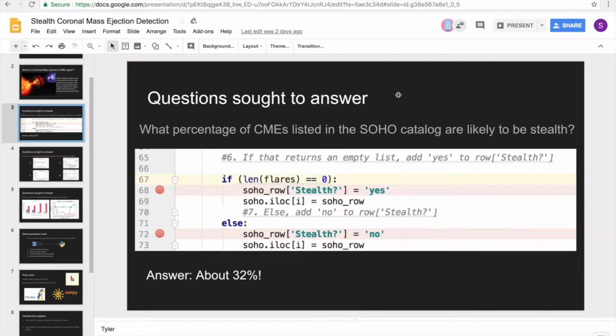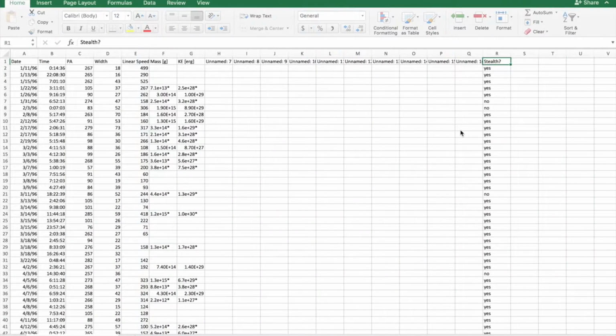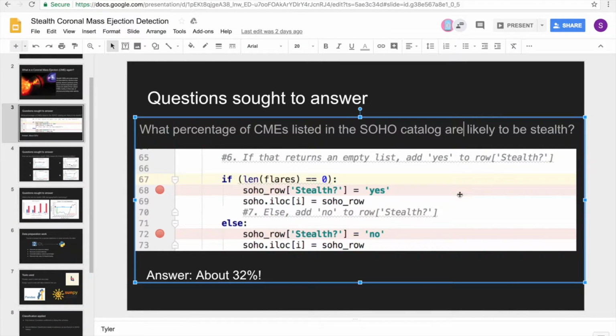To learn what percentage of our sun's CMEs are stealth CMEs, we consulted the SOHO catalog, which is a catalog of CMEs maintained by NASA and the European Space Agency. It's shown here. It contains information on CMEs all the way back from 1997 until the present day, but it notably never had this stealth column. This was one of the largest results of our work. We label each CME as stealth or not with some uncertainties, and we have given this data set to our subject matter experts for further study. We estimate that about 32% of all CMEs are stealth CMEs.